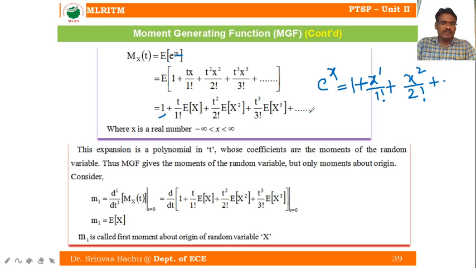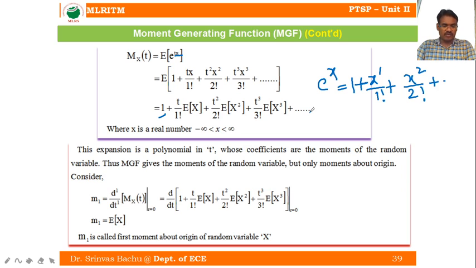From these moments about origin we can estimate the moments about mean, the central moments, like variance equals mean square value minus the square of the mean value. Mean value and mean square value, these two are moments about origin. Now I am getting the second moment about mean, the central moment. Variance can be obtained from the moments about origin. Clear? Are you able to follow? Right. Thus MGF gives the moments of the random variable, but it gives directly only the moments about origin.